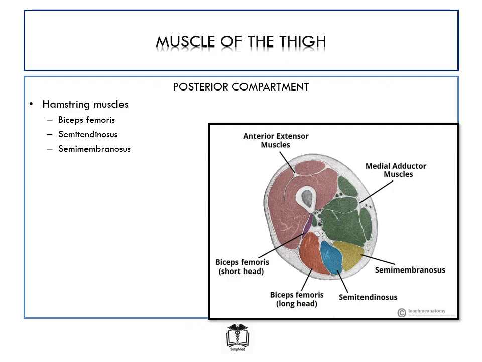Let's talk about the posterior compartment muscles. There are three major posterior compartment muscles to note. This includes the biceps femoris muscle, the semitendinosus muscle, and the semimembranosus muscle. And they are all shown in the image below. You can see the biceps muscle in brown, semitendinosus in blue, and semimembranosus in yellow.